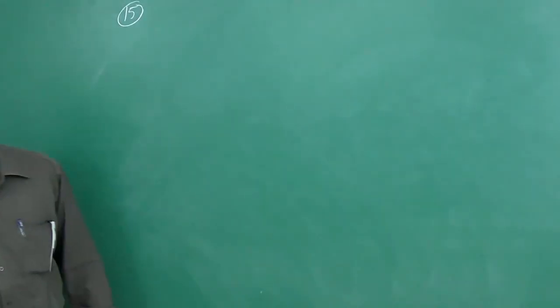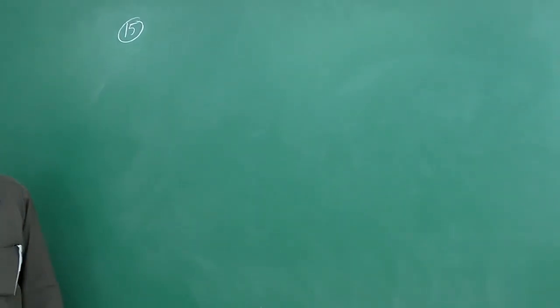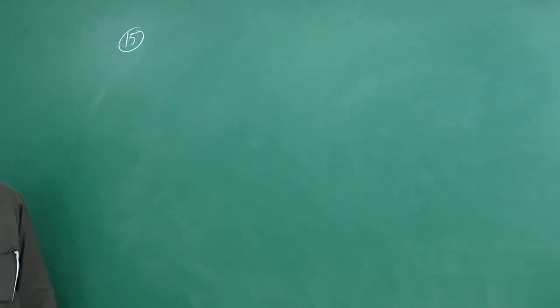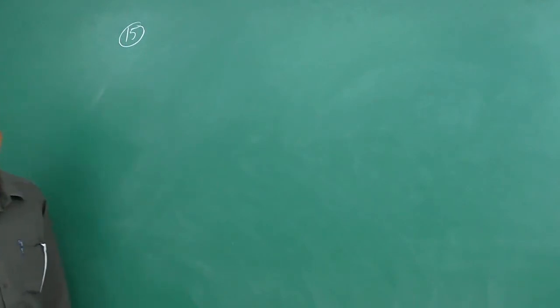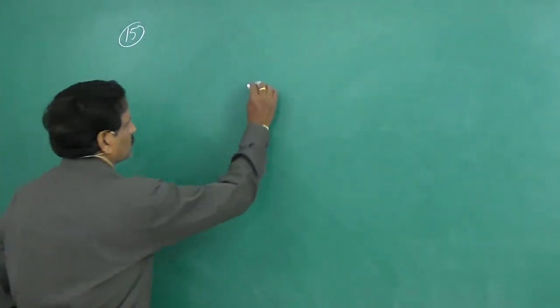Next, 15th problem. A bullet of mass 30 gram and moving with a velocity of x hits a wooden target with a force of 187.5 Newton. If the bullet penetrates 80 centimeter, find the value of x. So here a bullet of mass 30 gram is moving with a velocity of x, hits a wooden target with a force of 187.5 Newton. So this is the wooden target.